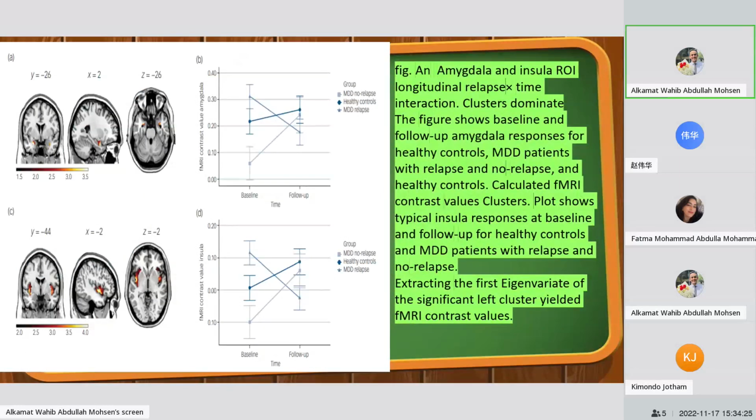So as we say, the figure shows the amygdala and insula analysis. By the value, the Y value, as you can see here, the fMRI controls values analysis, and the baseline, as we can see here.